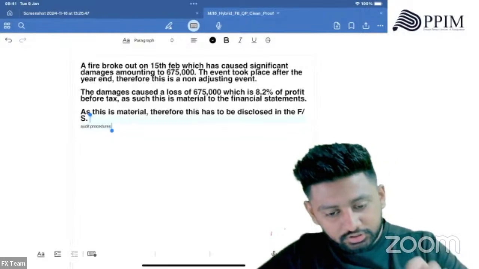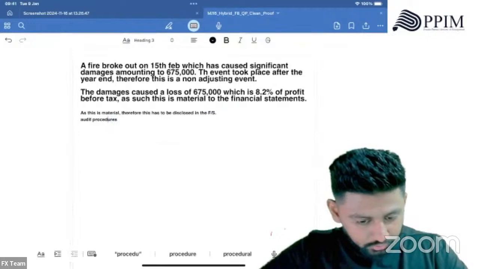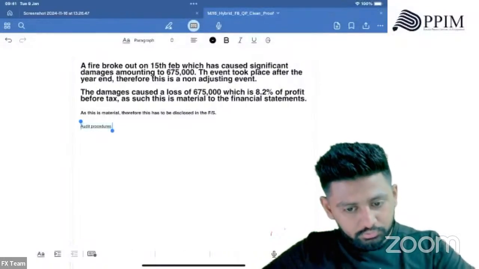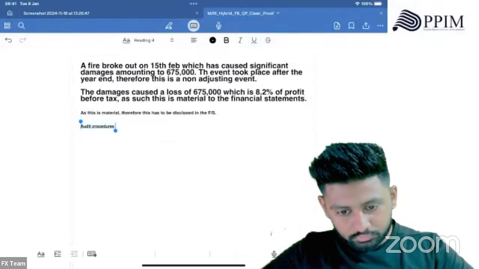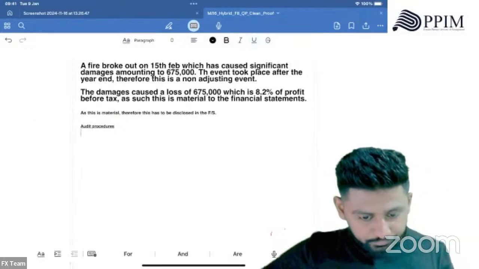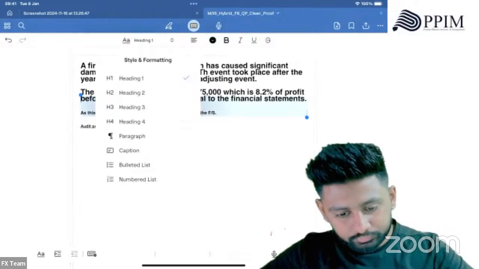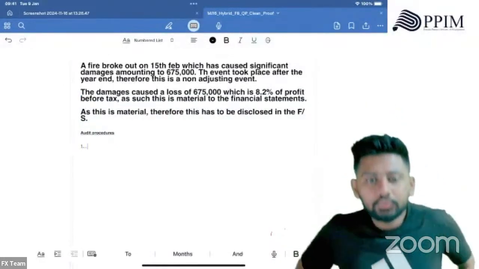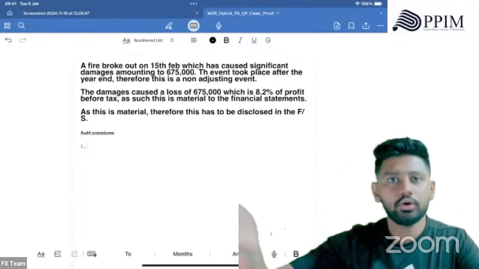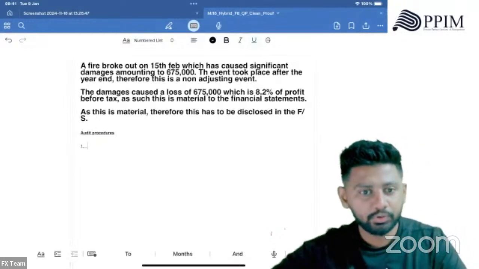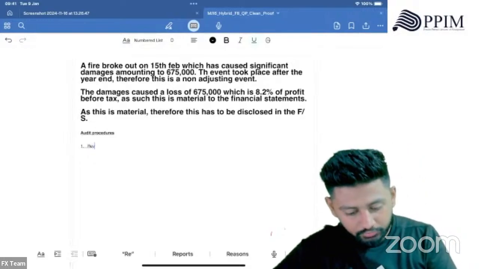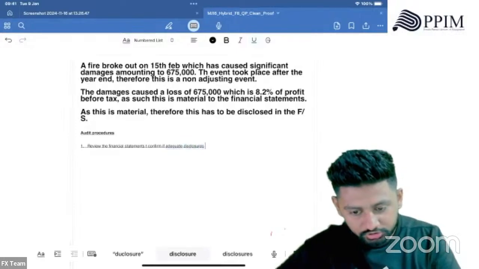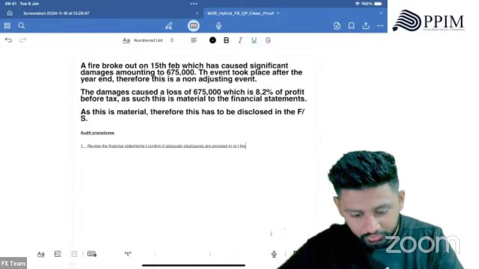So I'm going to give audit procedures also, right? That is also a requirement. Right, brilliant. My audit procedure number one would be what? We are talking about disclosures. As an auditor, what are you going to do? You're going to review the financial statements to confirm if adequate disclosures are provided in relation to the fire.